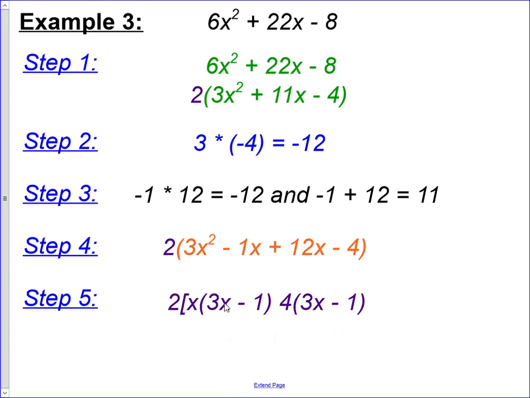When we do, in the first term, I can pull out x, and I'm left with 3x minus 1. In the second term, I can pull out 4, which leaves me with 3x minus 1. Now we have our common factor, so we can rewrite this as (3x minus 1) times (x plus 4), and don't forget that greatest common factor. So our final factored form would be 2 times (3x minus 1) times (x plus 4).